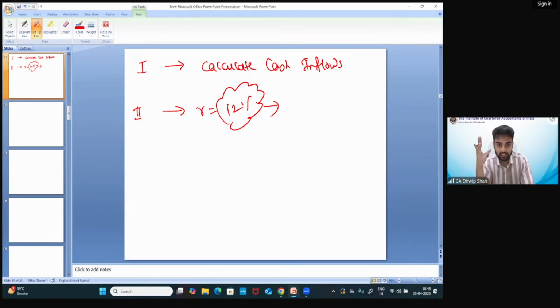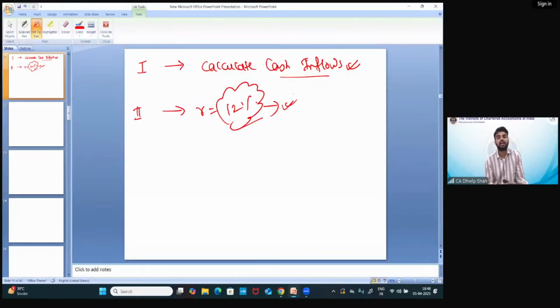In my previous illustration, the basic illustration, I directly gave you the amount of cash flows and rate of interest. But how to calculate cash inflows, we just learned. And what if the rate of interest is not given? How to calculate that? We will learn now.